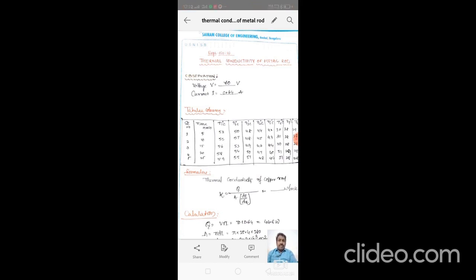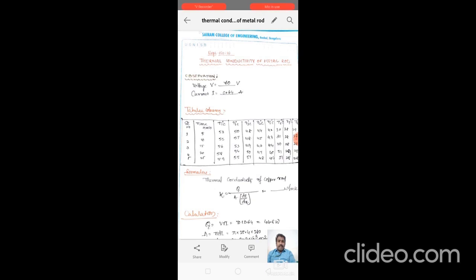So the observation is: voltage is 70 volts and current is 0.64 amps. These two values are obtained by operating the thermostat. So corresponding to 70 volts we get 0.64 amps. This is the heat supplied to the rod.